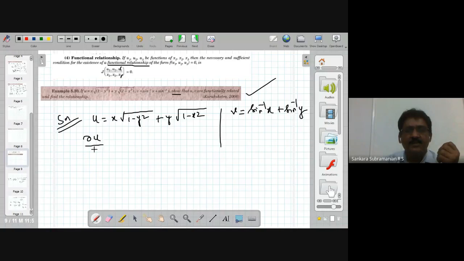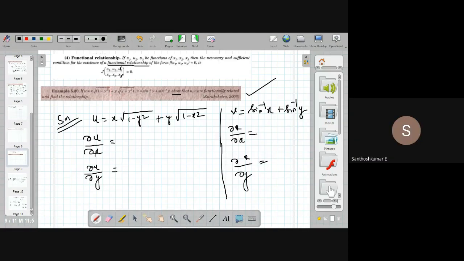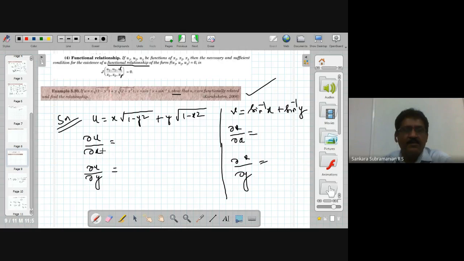So let us find dou u by dou x. You have to find dou u by dou y. You have to find dou v by dou x. You have to find dou v by dou y. So it all involves more integration part. செய்யலாமா? Yes, sir. So dou u by dou x ன்னு சொல்றப்போ y is a constant.